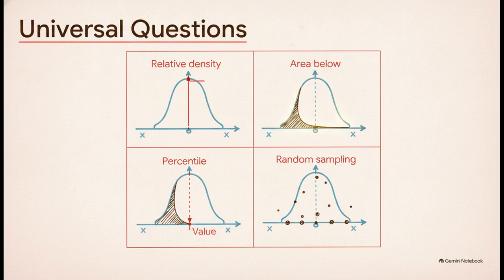1. How dense is this specific value? 2. How much of the total distribution lies at or below it? 3. What exact value sits at a given percentile? And 4. How do we draw a simulated sample from it? The absolute beauty of this system is that these four questions exist for every single named distribution out there, in this exact order with the exact same meanings. Learn them once, and you literally have them all.